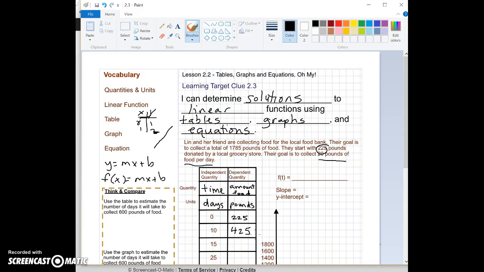See that? Now the next thing that I want to do is figure out how many pounds of food I will have after 15 days. So I'm going to do the exact same thing. I'm going to take my 15 days and multiply it by my 20 pounds. So 20 times 15 is 300 pounds, plus my 225 gives me 525. See if you can figure out 25.